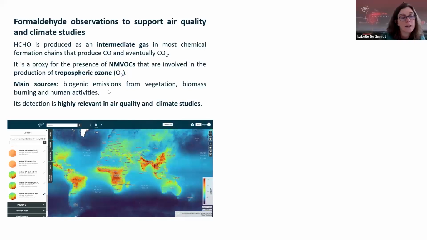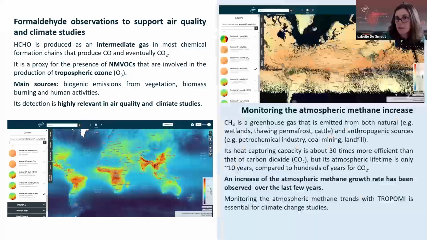The main sources of NMVOC are the biogenic emissions from vegetation, so over forests, mainly biomass burning, and also human activities over industrial areas and big cities. So the detection of formaldehyde is highly relevant in air quality and climate studies.